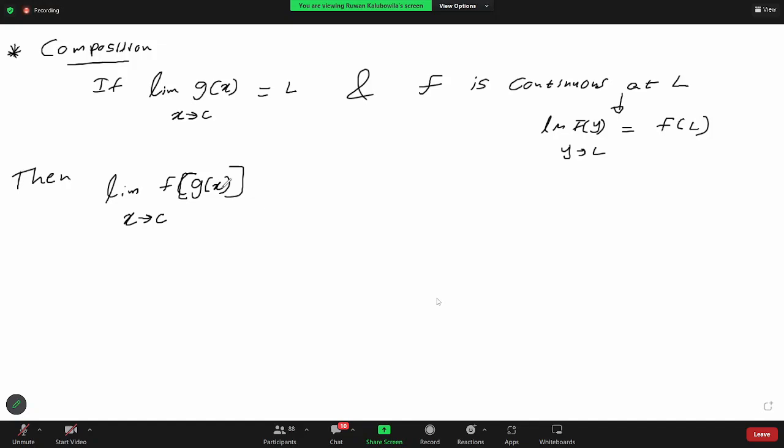So at the theory, you can see the function g of x shows a value L when x approaches c, right? And considering that value, f is also continuous at L, right? If this happens, when both happen, you can write down this, right? What is that?